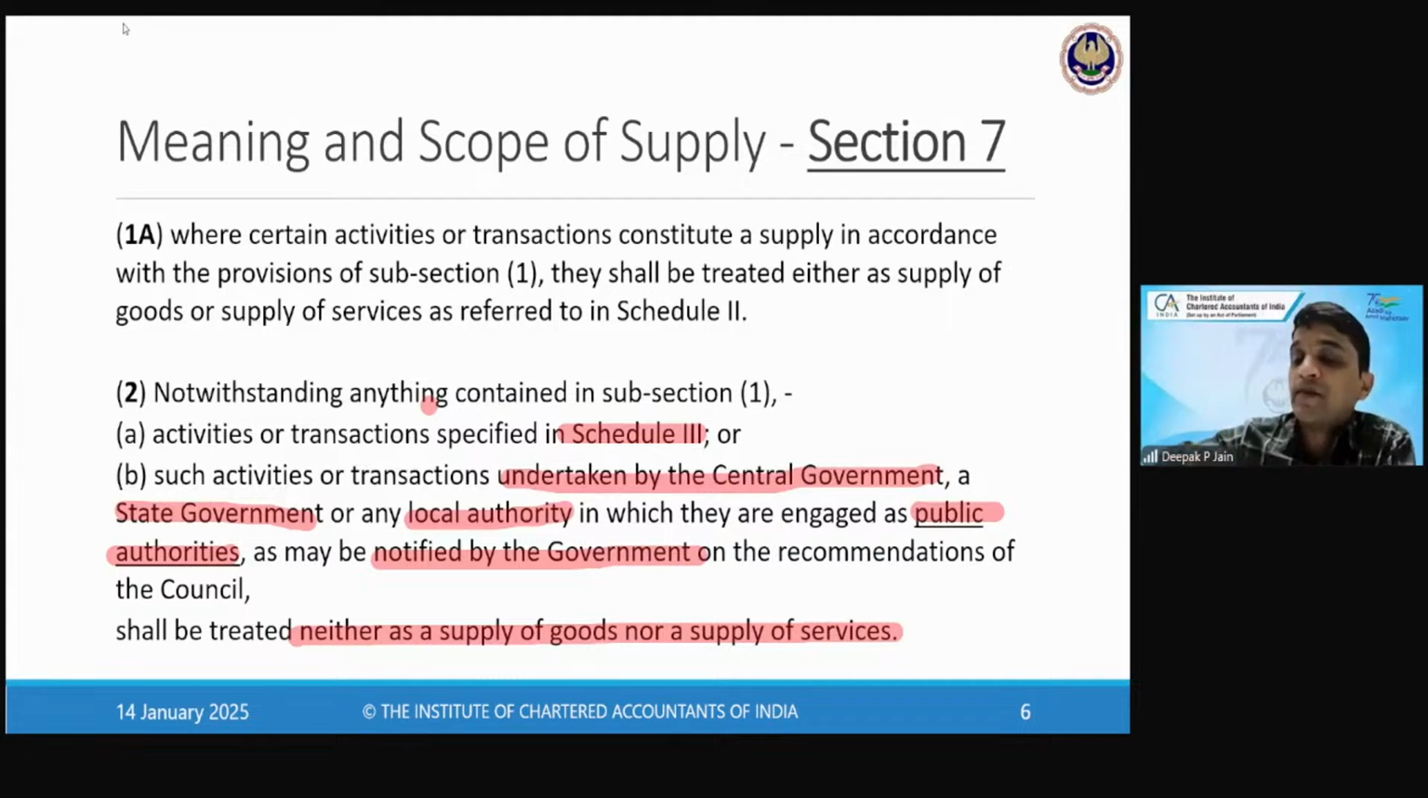Now, what is happening? Their activity, they are giving it to the person. Now, when this person or the contractor who has got the tender does the construction of the road, he is supplying the service to the government. Now, on this, government is not registered. So here what will happen? Government will have to take a registration for the purpose of TDS.